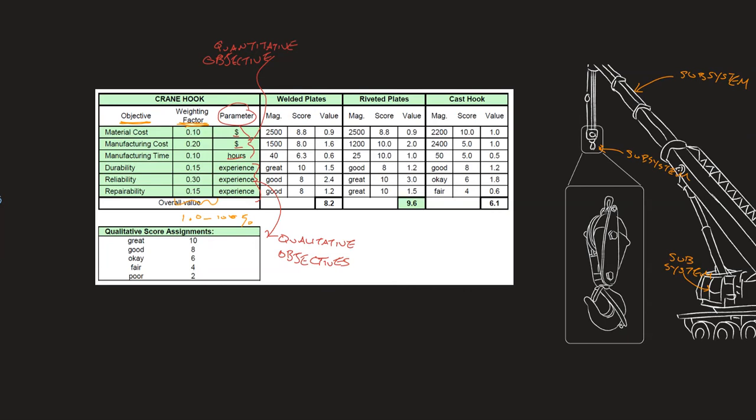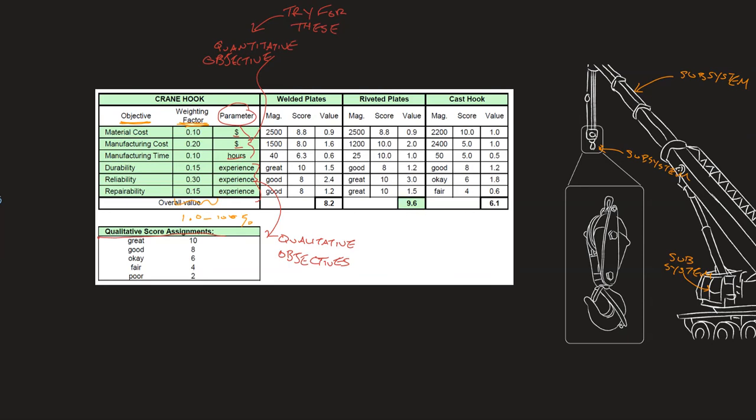So these are all qualitative objectives. And what we can see here is we have a separate table for score assignments for my qualitative objectives. And we'll get back to talking to this in a second. Our goal when we are going through decision matrices should always be to try and have everything quantified. We really want to have quantitative objectives wherever possible.